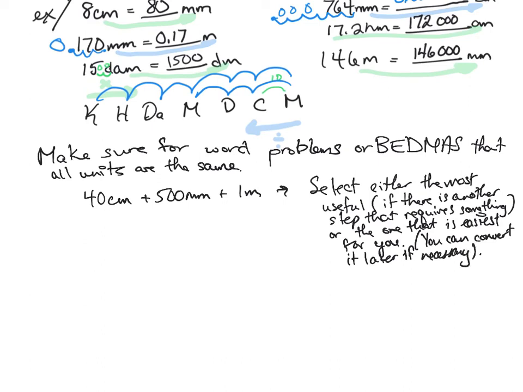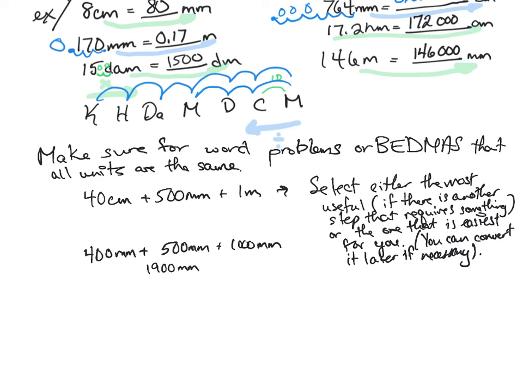Okay, so let's say I decide I want to have millimeters. So I have 40 times 10 is 400 millimeters plus 500 millimeters is already in millimeters. And I know that there's 1,000 millimeters in a meter. So I can just write that. Now everything is in millimeters and I can add them in one step. And if you're having trouble for a word problem with the conversion, you can do it in your rough.